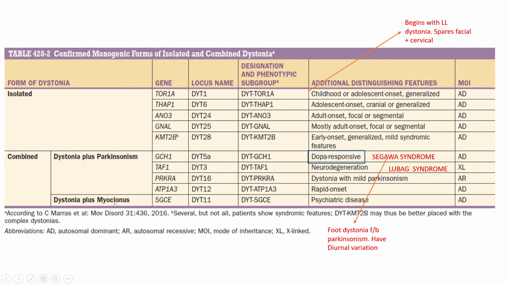Okay. Dystonia can also be present along with myoclonus. Example, the SGCE gene. It is nothing but the sarcoglycan gene mutation seen in myoclonus, and this is often associated with other psychiatric illnesses. Please know that most of the disorders of dystonia are autosomal dominant, while among X-linked disorders, there is the TAF1 DYT3 gene, which is actually known as Lubag syndrome, which is X-linked.